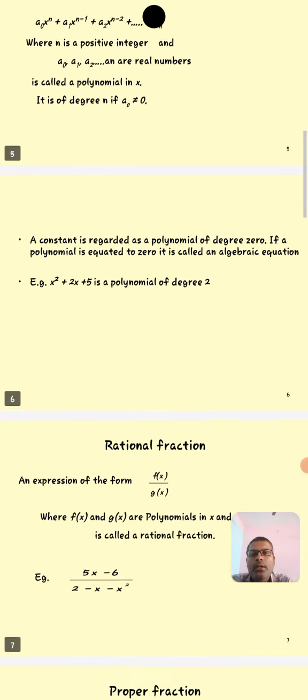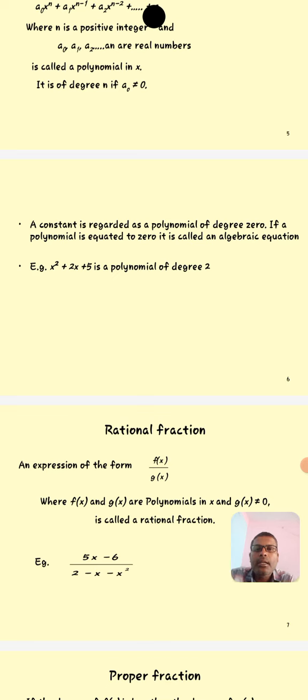Now we see the continuing part. A constant is regarded as a polynomial of degree 0. If a polynomial is equated to 0, it is called an algebraic equation. We know that whenever a polynomial is equated to 0, like ax square plus bx plus c is equal to 0, those are called algebraic equations.